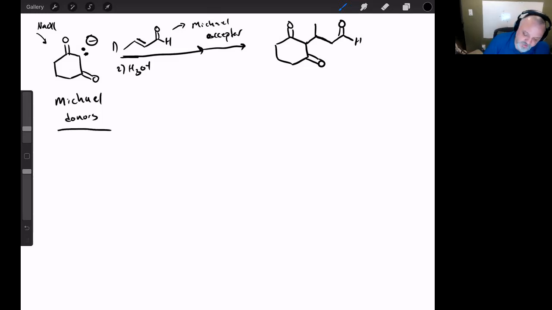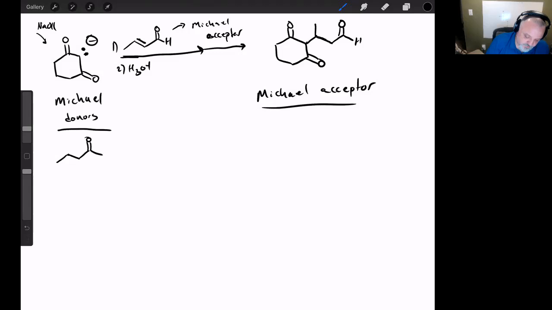Now there's lots of Michael donors, and there's lots of Michael acceptors, and you really do need to become familiar with them, because any combination of donor and acceptor will be able to do this type of reaction. So I'm going to show you 6 donors and 6 acceptors. And that leads to quite a few different permutations of combinations. So let's take a look.